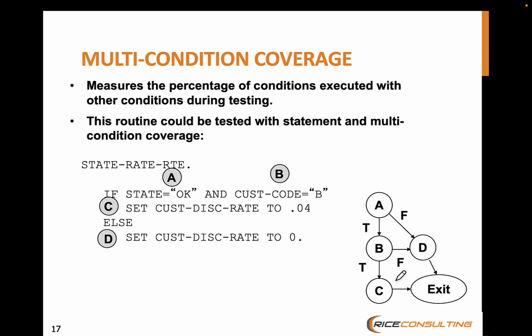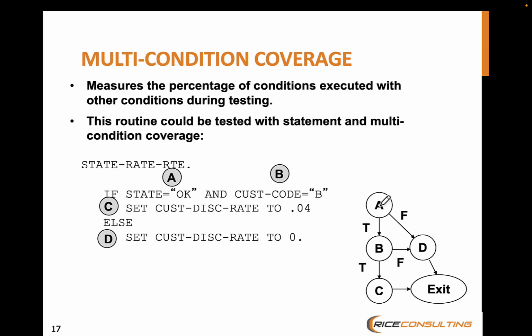Now here's where it starts to get interesting, where we have multi-condition coverage. So if the state is Oklahoma and the customer code is B, then we set customer discount rate to 04, else set customer discount rate to 0. Now if you recall from the first example that I gave you that kind of had a similar if statement like this, I kept all that as one node. This time, just for the purposes of showing multi-condition coverage, since A is a condition and B is a condition, I'm breaking them out into separate nodes in my control flow chart.